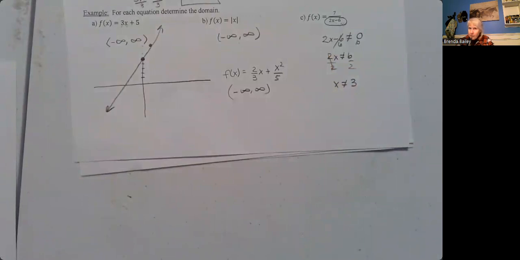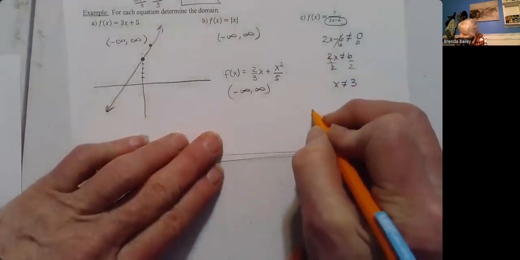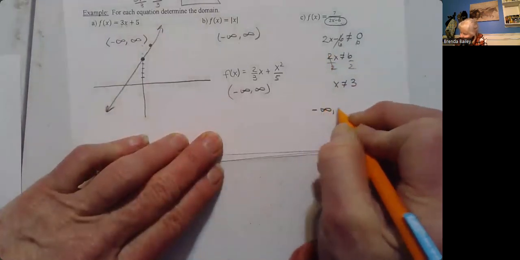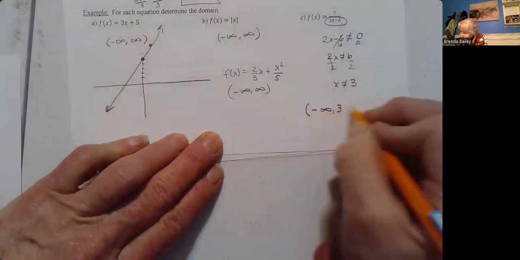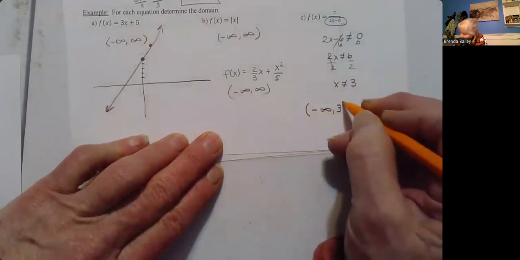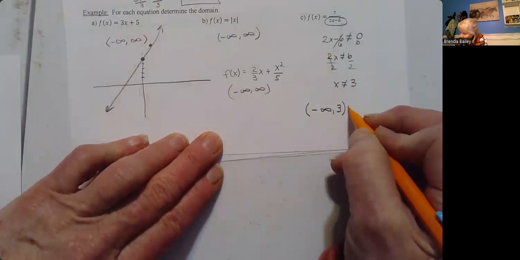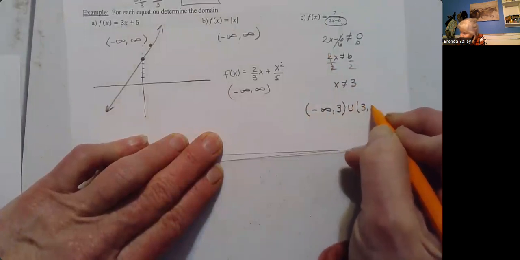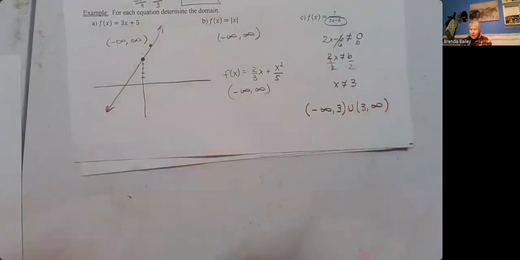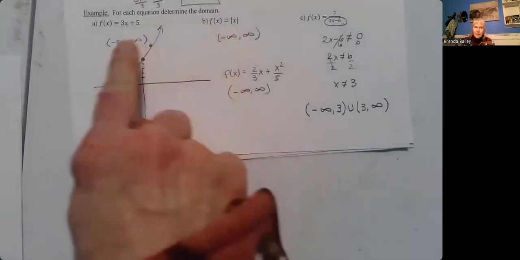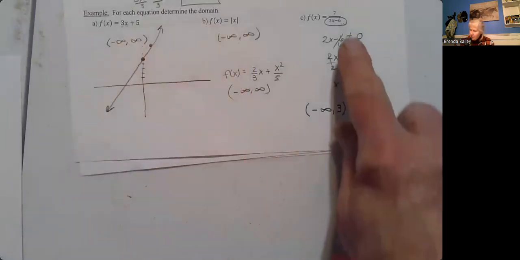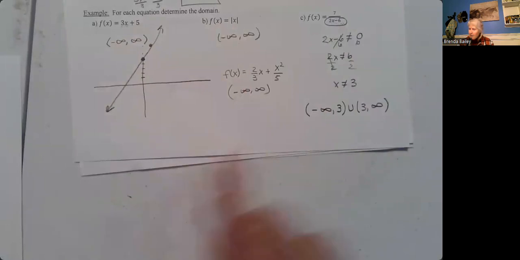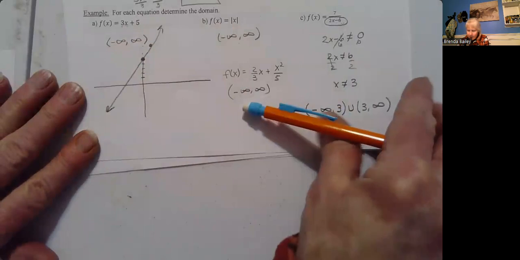How do you write that in interval notation? Negative infinity to 3, because you have a break at 3, you can't include the 3, unioned with 3 to infinity. It would have a break, and we kind of did those with those graphs. Otherwise, negative infinity to infinity until you come to a fraction. And hopefully they'll accept that answer right there. All right. Let's carry on.